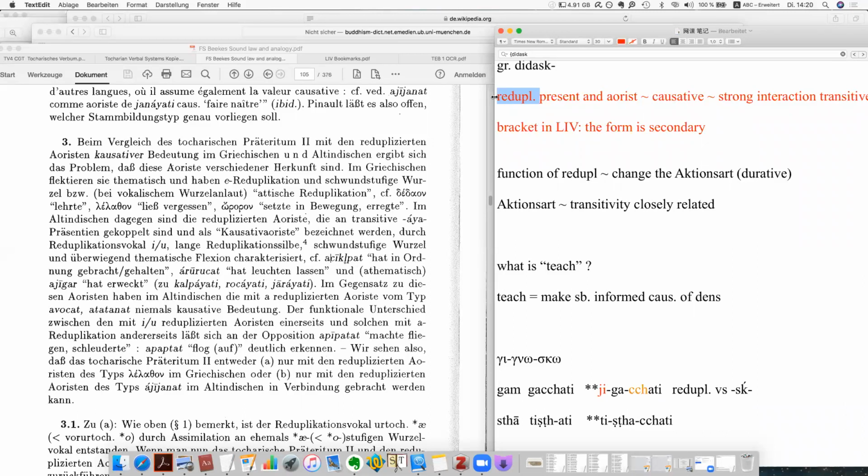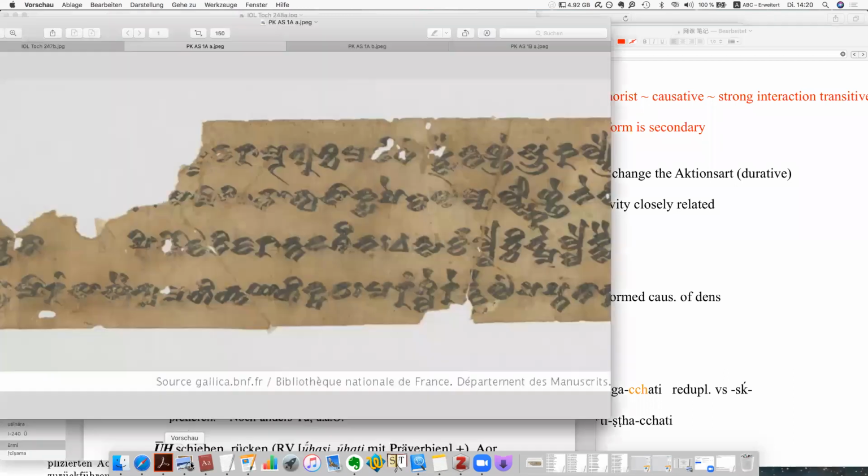So this is actually the grammar, and we can probably make a stop, and after the stop we will try to read some texts. Okay.